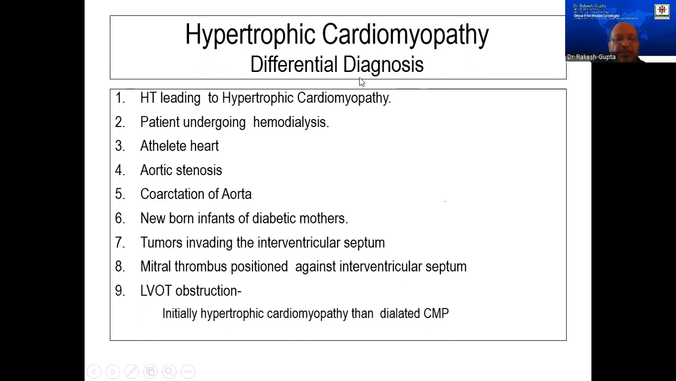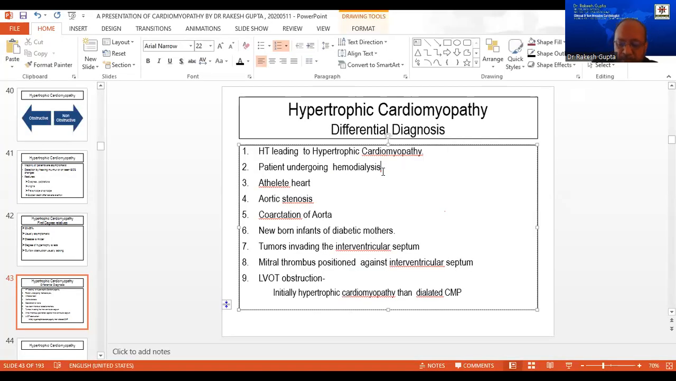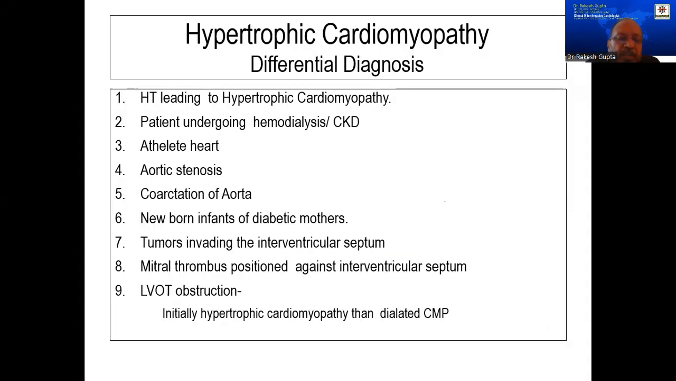Again, the differential diagnosis includes hypertension, people undergoing hemodialysis or with chronic kidney disease. This is very common, these people presenting with chronic kidney disease having a picture similar to hypertrophic cardiomyopathy. Then you can have athlete's heart, aortic stenosis or obstruction at the level of the aorta or the aortic valve, newborns or infants born to diabetic mothers, tumor invading the interventricular septum, and mural thrombi against the interventricular septum. And then LVOT obstruction is initially hypertrophic cardiomyopathy and then dilated cardiomyopathy.